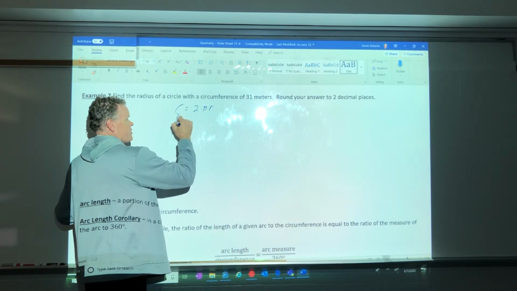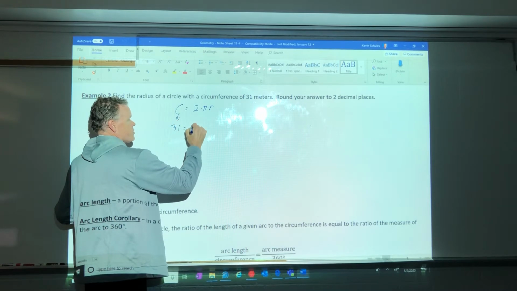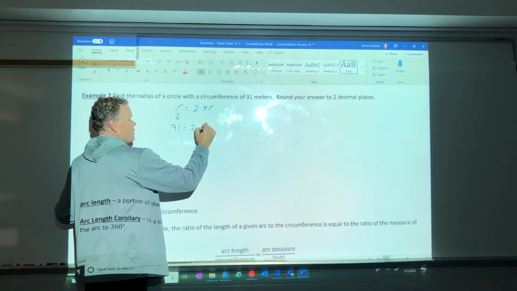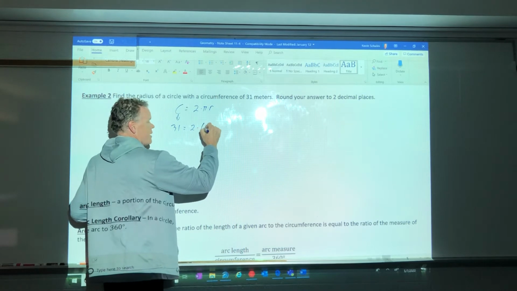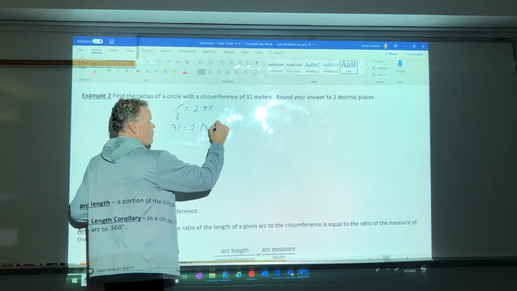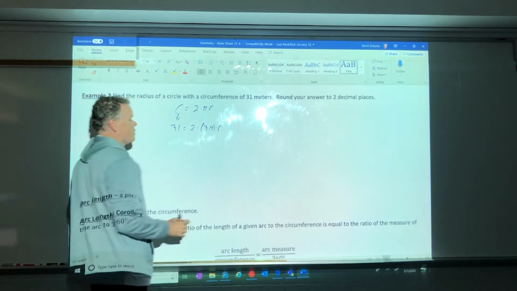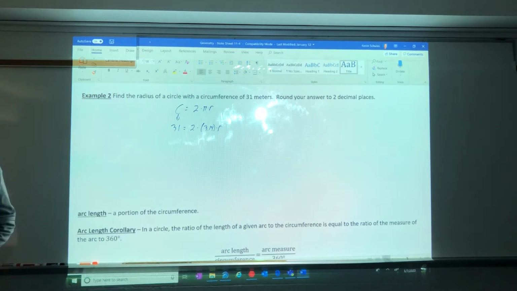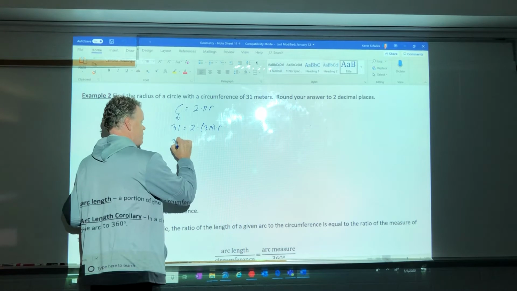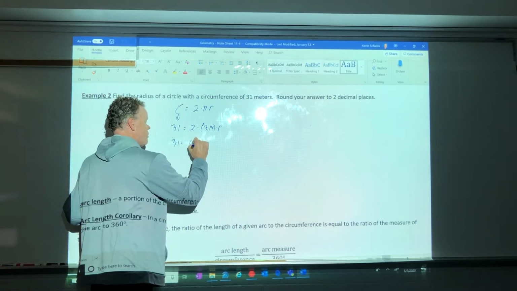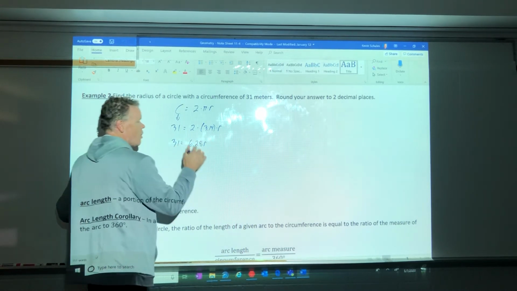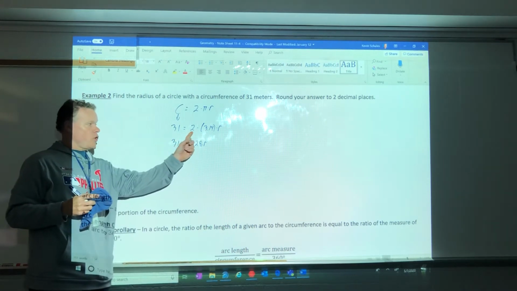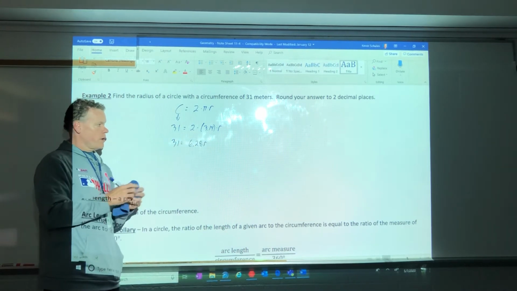And they give us that the circumference is 31 meters equals 2 times pi, which again is 3.14 times r, okay? Now I just multiply out what I have, and I'm going to end up getting 31 equals 6.28 r. All I did was multiply the 2 times the 3.14, okay?